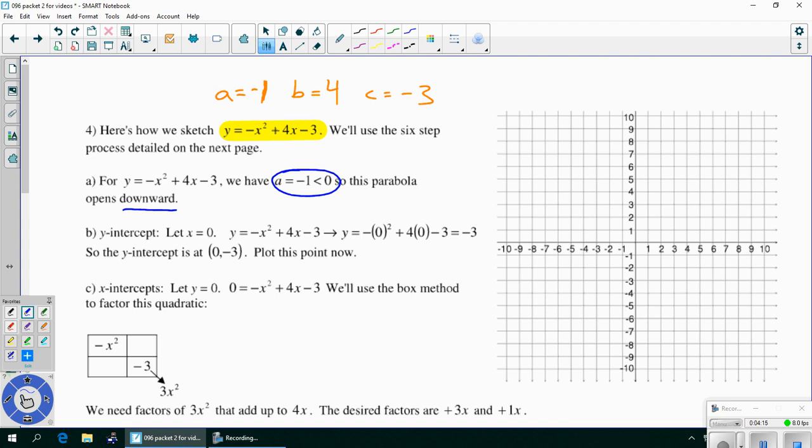Next up is to find the y-intercept. We know that to find the y-intercept for any equation, we let x equal 0. So all we're going to do is change all of the x's to zeros. You can see it right here. All the x's become zeros, and therefore this whole calculation becomes negative 3. And so the y-intercept is x equals 0, y equals negative 3. Let's go ahead and plot that point on our grid. 0, negative 3 is the y-intercept.